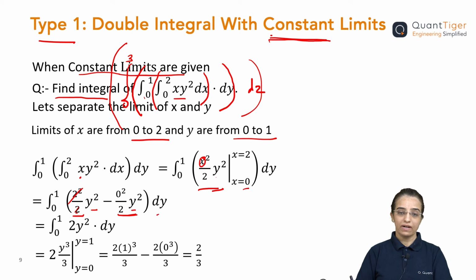Now we have to do the integration with respect to y. So the integration of 2y square will be 2y cube upon 3. Just substitute the upper limit and lower limit and you will get 2 by 3. So this is how the first type of integration is done, where we have the limits as constants, like numbers. This is quite an easy type compared to type 2 and type 3. If this is clear to you, then understanding type 2 and type 3 will be easy.